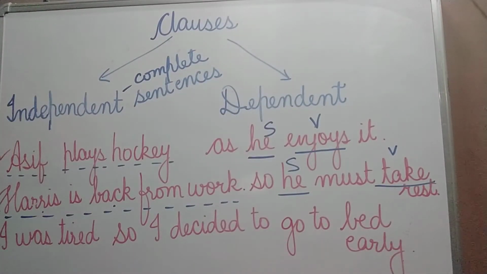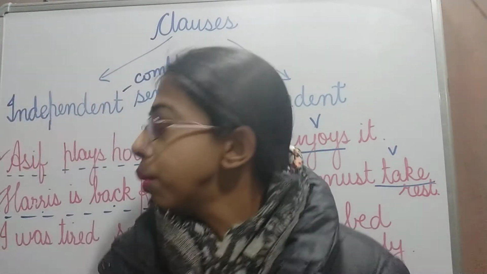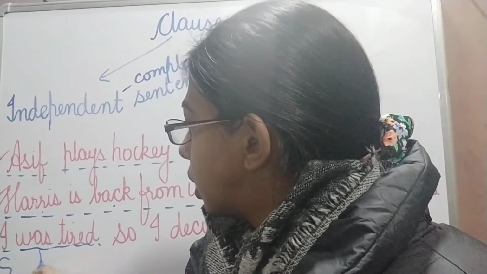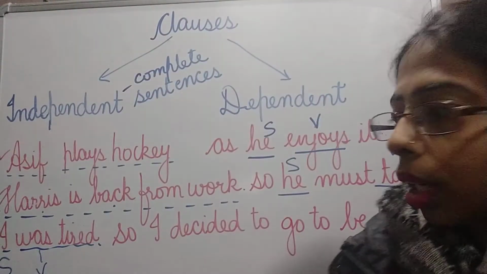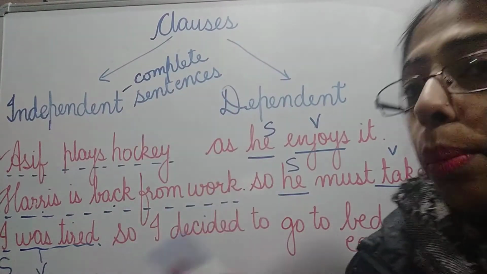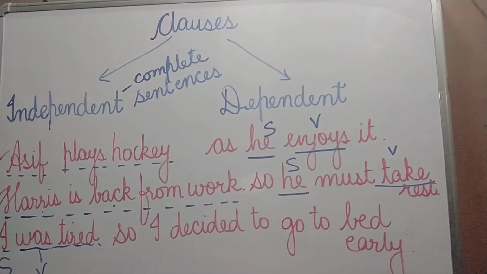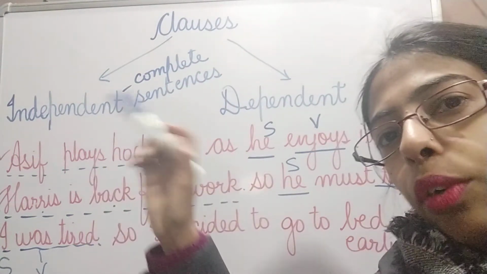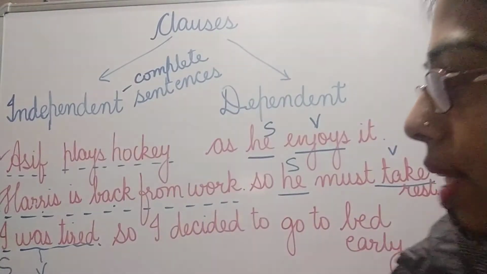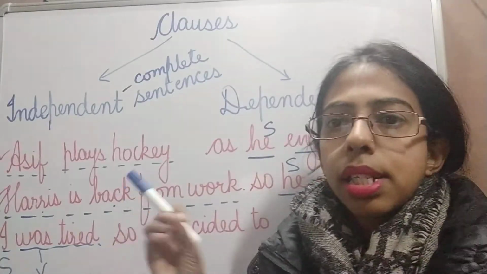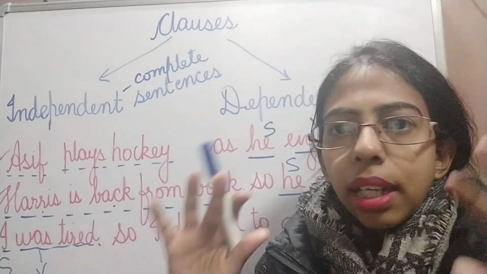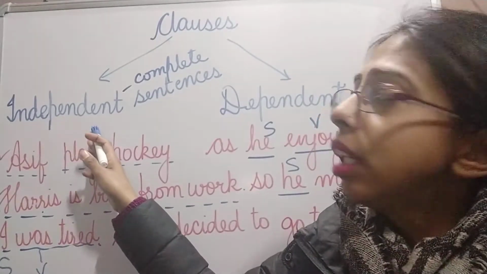Let us take one more example. I was tired, so I decided to go to bed early. Now, I was tired. A subject is present. A verb is present. I was tired. It's an independent clause. I can add something. For example, I say, I was tired from working all day. Right? It's a complete sentence. A subject and a verb are present and it is conveying you a complete meaning. It is a complete sentence in itself. So it is an independent clause.